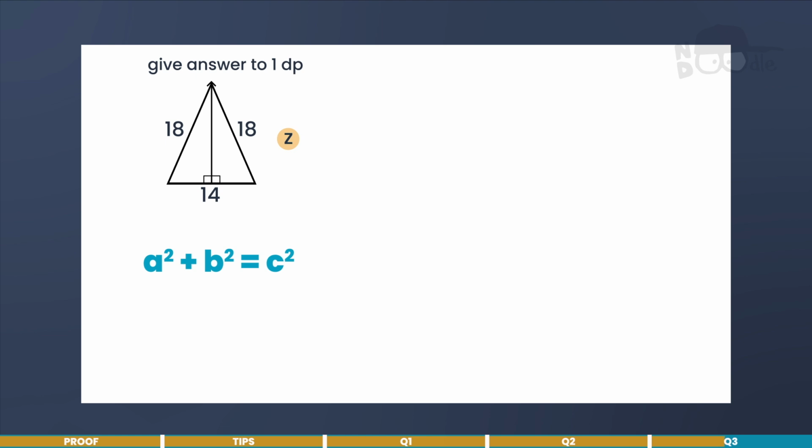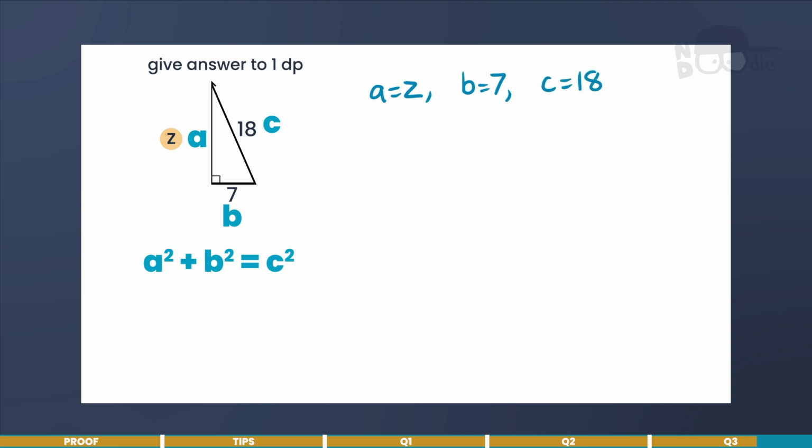So, in our Pythagoras equation of a squared plus b squared equals c squared, a can be our height here, which is z. B squared is this bottom side. We don't immediately know the length of this, but because our triangle is symmetrical and we've split it straight down the middle, we know that b is length 7. And c is our long side, which is 18. So our initial formula is z squared plus 7 squared is 18 squared. This simplifies to z squared plus 49 equals 18 times 18, which is 324.